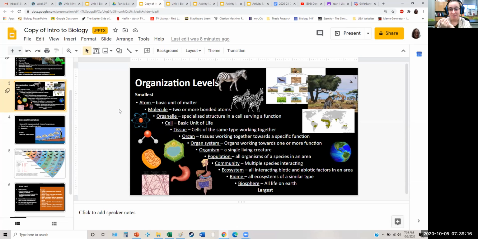Organization levels, what we mean by that is that we start with the smallest unit of life, what determines what makes life, and then we go all the way up to the largest. And this organization level chart doesn't make a whole lot of sense to me because it goes from the smallest at the top to the largest at the bottom. It doesn't help me remember it very well.